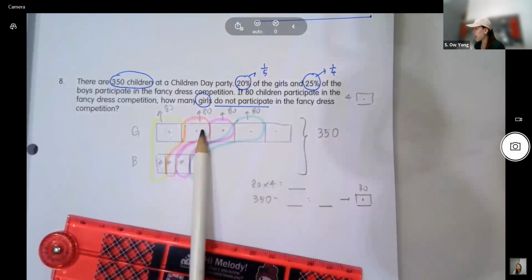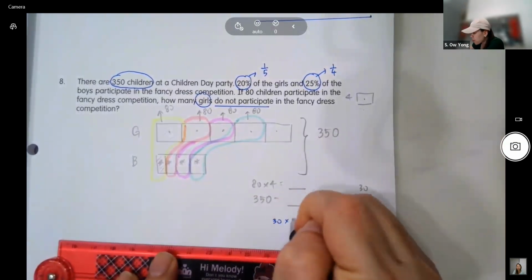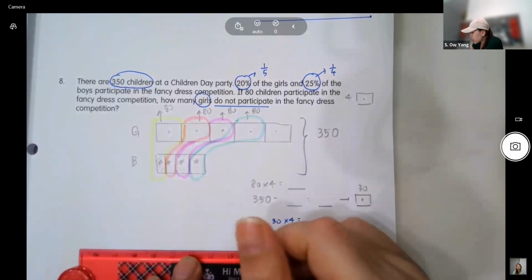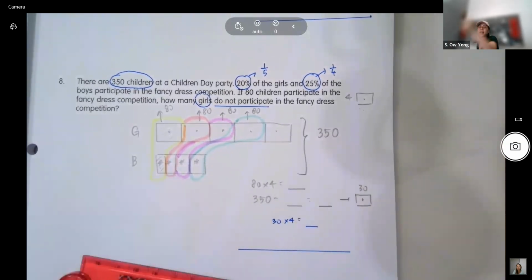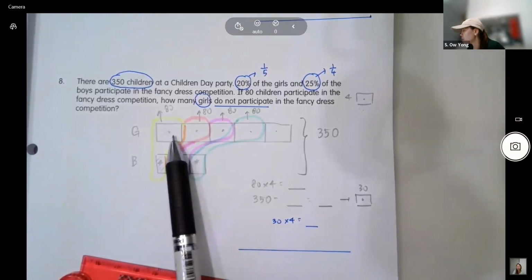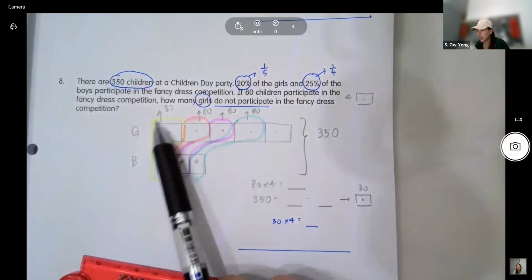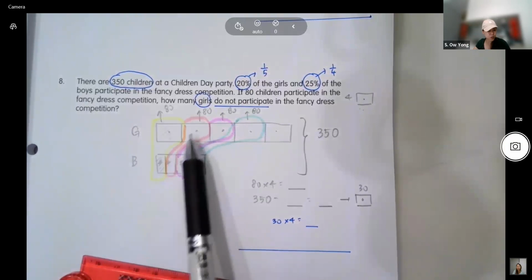Now they are asking how many girls do not participate. You are looking for 4 of this. So what is 30 times 4? Yes, please write down the final statement, draw the model and do the grouping. This is grouping. You don't need to find out exactly how much is 1 unit of girls or 1 unit of boys, but I actually handle it as a group of 80.